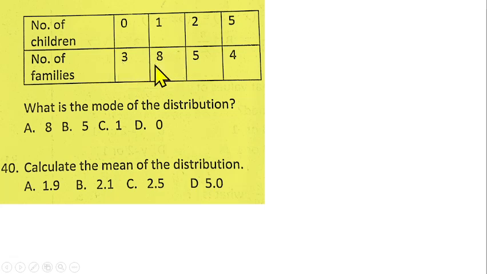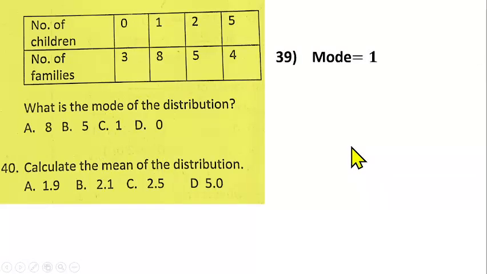The highest number of families here is 8. So the number of children is 1. That means the mode here is going to be 1, which is option C. Also, we have to calculate the mean of the distribution.